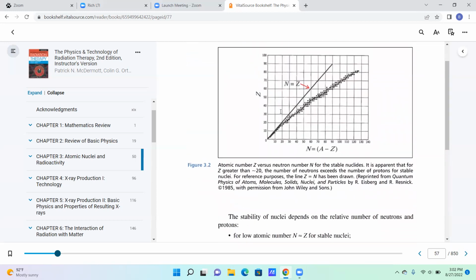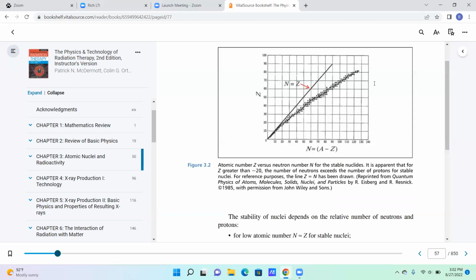This graph is here to show you that as you have a nucleus that increases in the number of neutrons and increases in the number of protons, and this line here shows you when the two numbers are equal to each other, as you put more and more nucleons into the nucleus, you end up having more neutrons in the nucleus in order to make the atom stable. And that's why it's got this bend here.